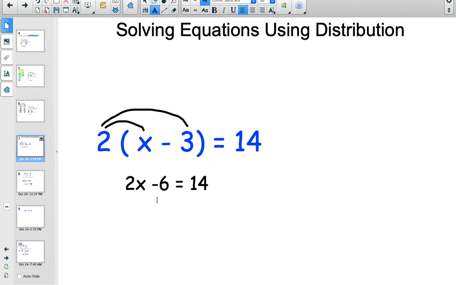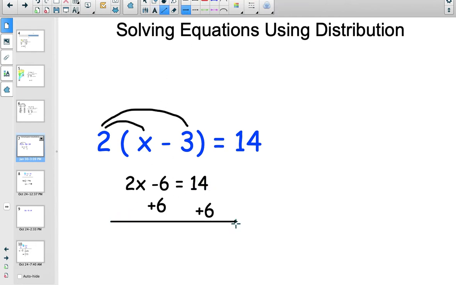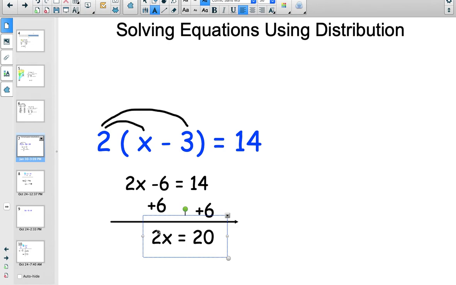And then you solve this like the examples we just did. You would add 6 to both sides, and you would be left with 2x equals 20. And then when you divide both sides by 2, because the opposite of times by 2 is divide by 2, you would get x equals 10.